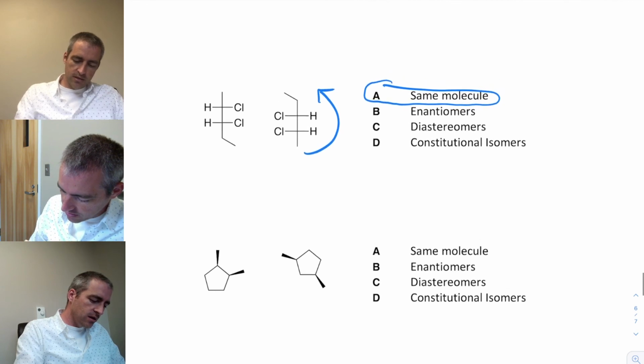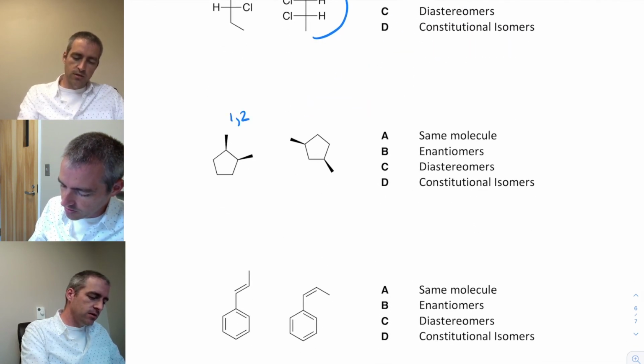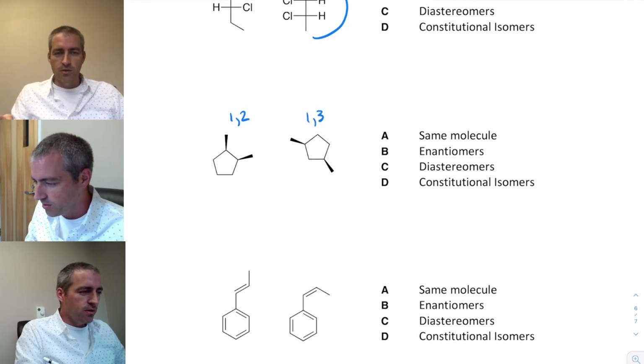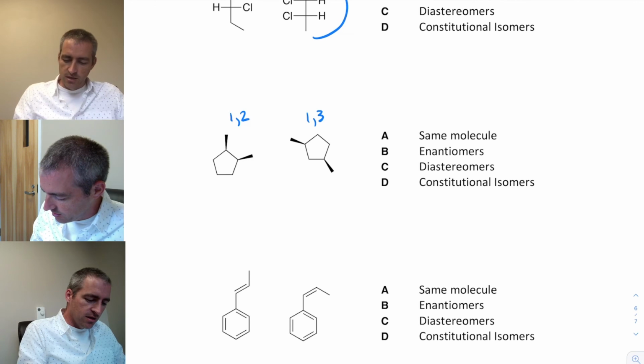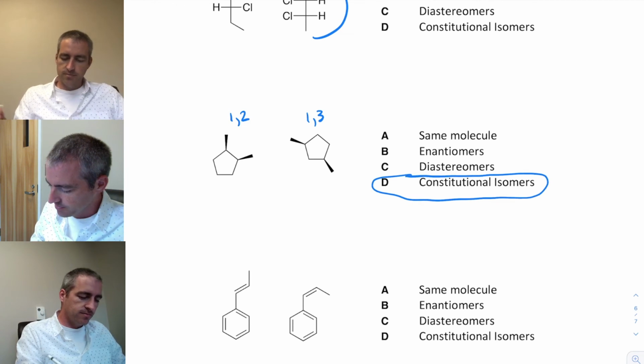Next, notice these are both cis-dimethylcyclopentene, but this is 1,2 substituted, and this is 1,3 disubstituted. So the methyls are attached in different places, so they're not diastereomers, they're not enantiomers, they are constitutional isomers.